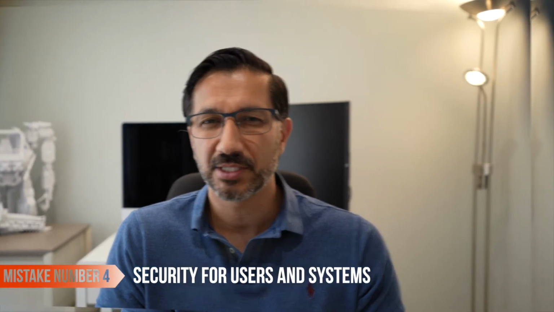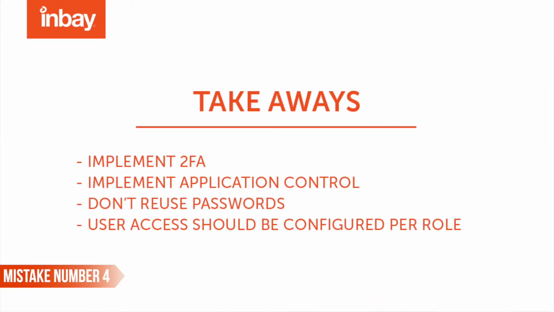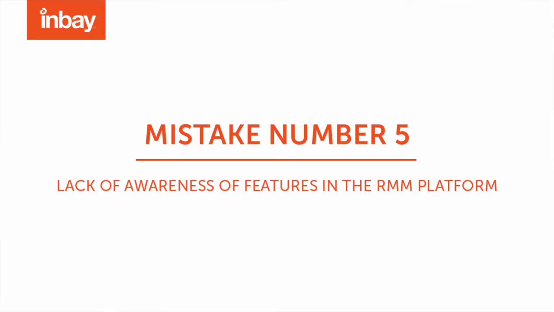So to recap mistake number 4, which is security for users and systems, implement 2FA, do it. Implement application control. Don't reuse passwords, and do have a password management policy. And consider your user access should be configured per role, not administrator for everyone. Right, last one, promise, mistake number 5, lack of awareness of features in the RMM platform. And this one's a big one.